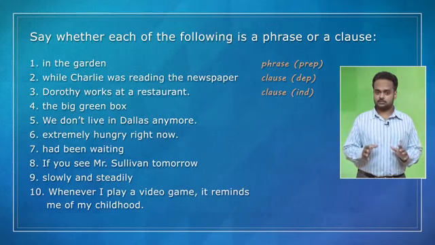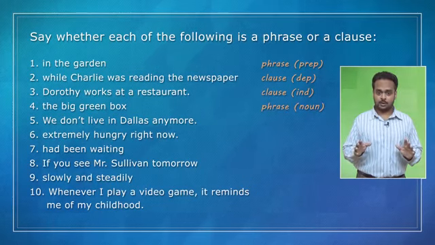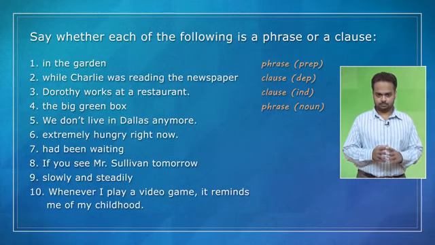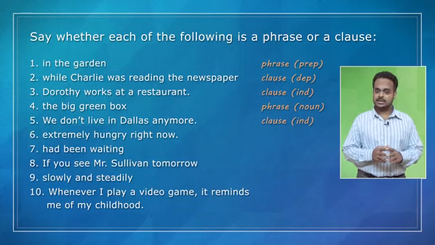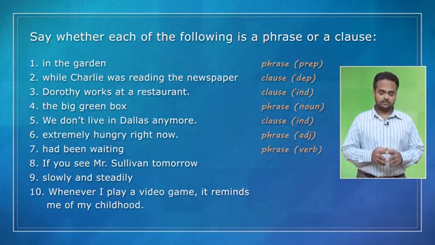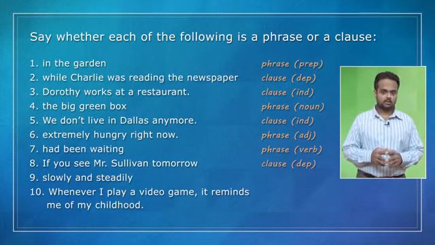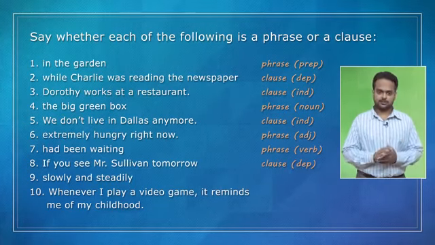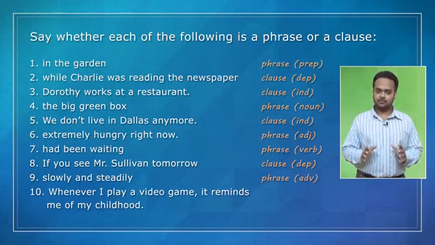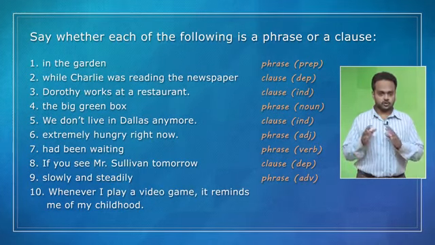Number 4 is not a clause, it's a phrase. There's no subject-verb combination. And it's a noun phrase because it focuses on the noun box. Number 5 is a clause and it's an independent clause. Number 6 is a phrase and it's an adjective phrase because the focus is on hungry. And number 7 is a phrase and it's a verb phrase. Number 8 is a clause and it's a dependent clause because it's not a full sentence. Number 9 is a phrase, and this phrase is an adverb phrase because the focus is the adverbs slowly and steadily.